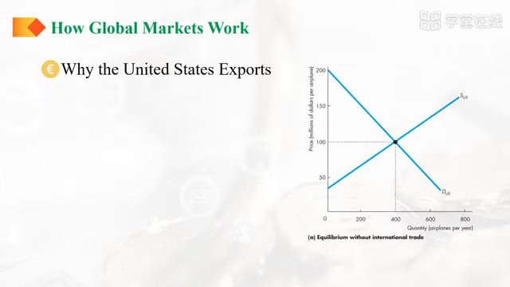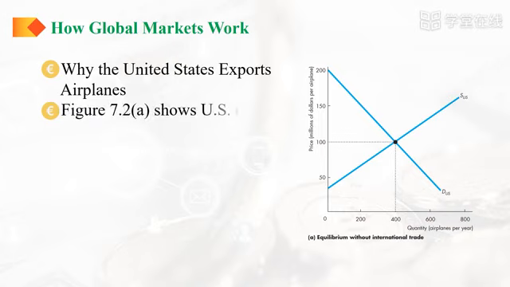Figure 7.2 illustrates international trade in airplanes. The demand curve D_US and the supply curve S_US show the demand and supply in the US domestic market only. The demand curve tells us the quantity of airplanes that US airlines are willing to buy at various prices. The supply curve tells us the quantity of airplanes that US aircraft makers are willing to sell at various prices.